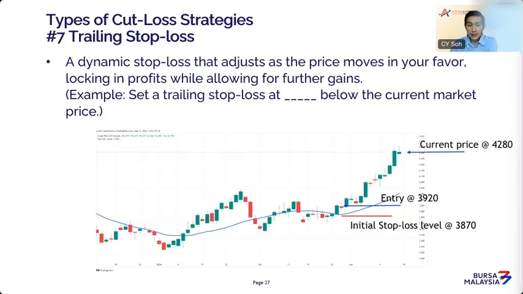So instead of putting your stop loss at 3870, you can move your stop loss level up a little bit higher. Here, for example, 4080, or any price below the current price. Let's say 50 points or 100 points below your current market price, so that at least it protects your profit.